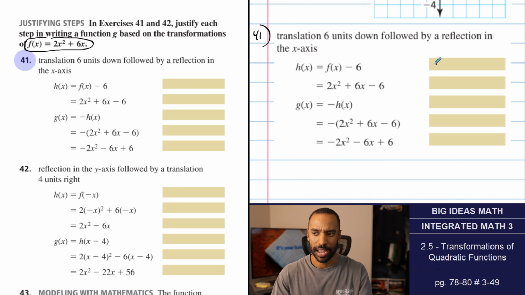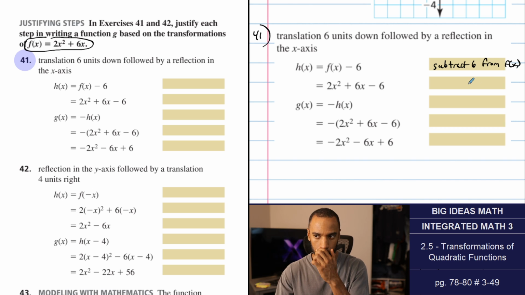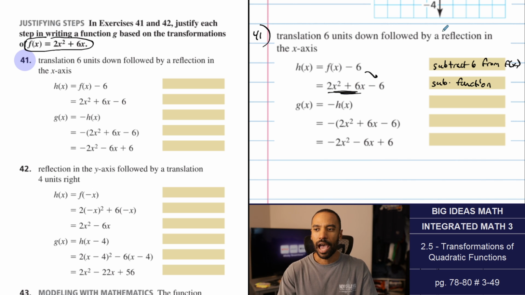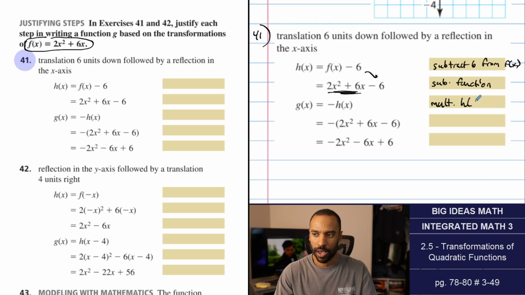So I guess that's what we're doing. I think we're saying subtract 6 from f of x. I don't know if that's justified, but that's actionable. That's telling you what we're doing. Then we're substituting the function in, that's the 2x squared plus 6x substituted in, the minus 6 is still here, right? Now we're going to do the followed by the reflection. So the reflection means multiply h of x by negative 1.